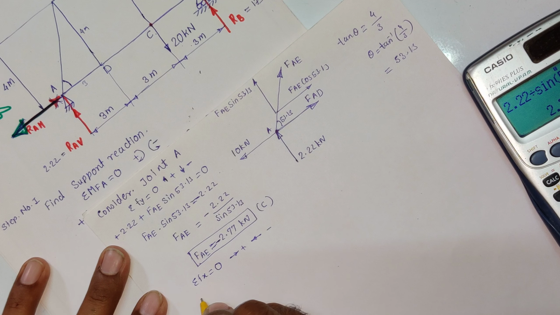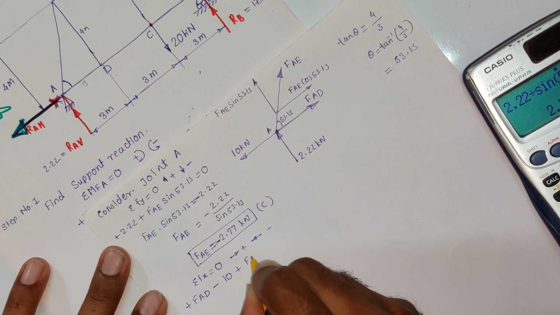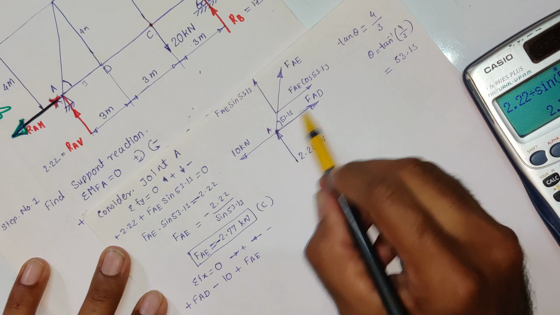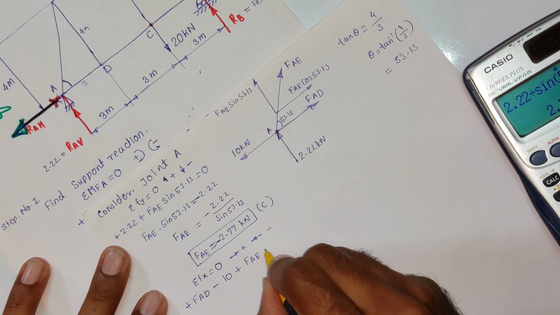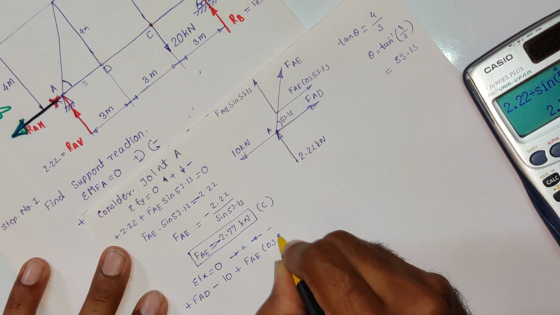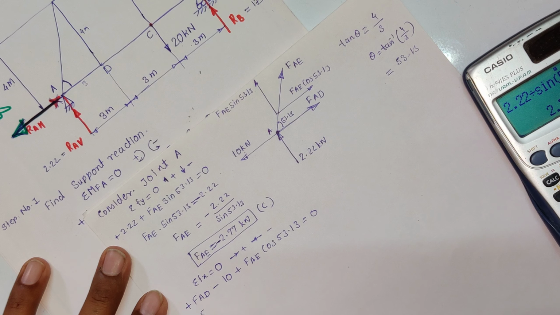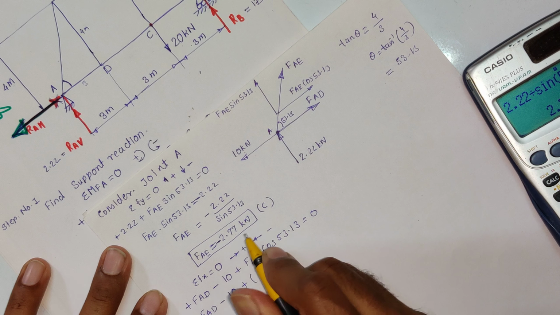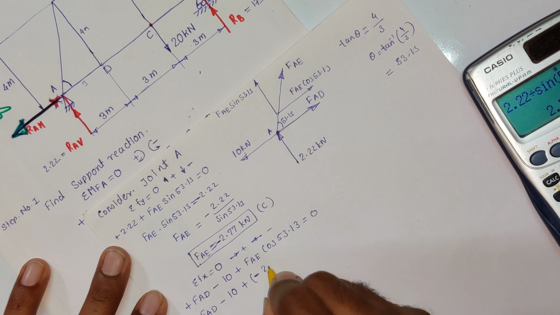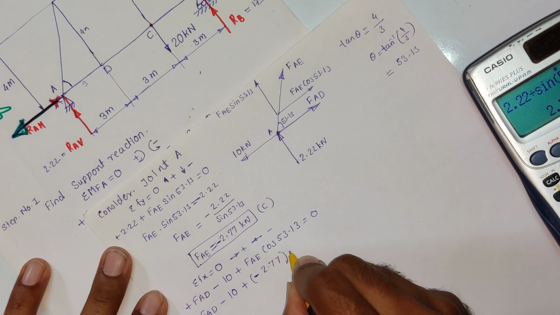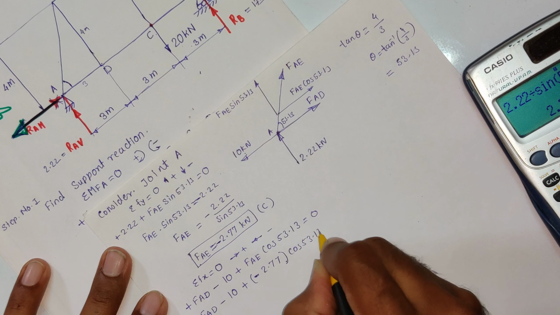Summation of Fx is equal to 0: plus FAD minus 10 plus FAE, 1, 2 and 3, FAE cos 53.13 is equal to 0. So plus FAD minus 10 plus, remember FAE is negative, right? So you consider that minus sign here, 2.77 cos 53.13 is equal to 0.